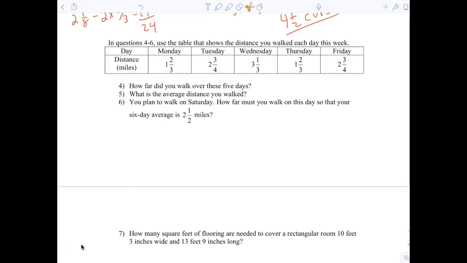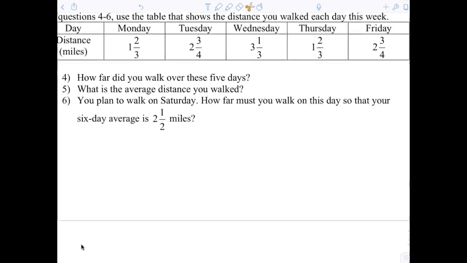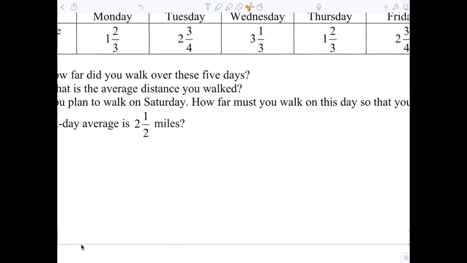And what did you get? 12 and 1/6. Somebody said 12 and 1/6. Now, of course, I don't believe her, right? So I need someone to verify. Did somebody else get 12 and 1/6? Yes. Now, the only thing you're going to do is put miles there.